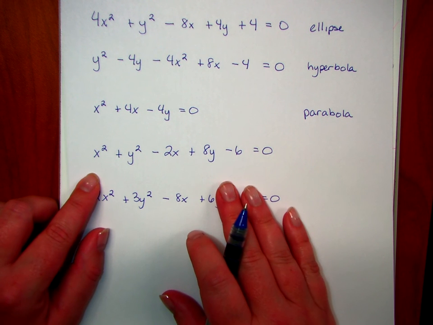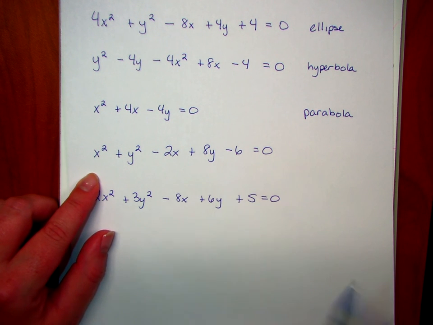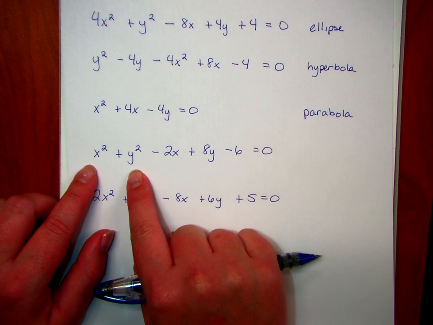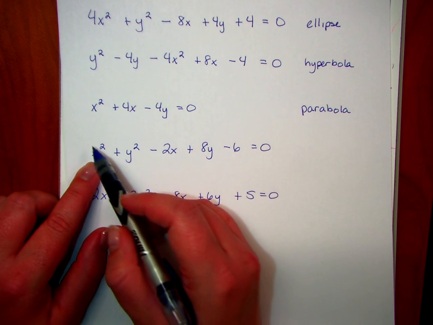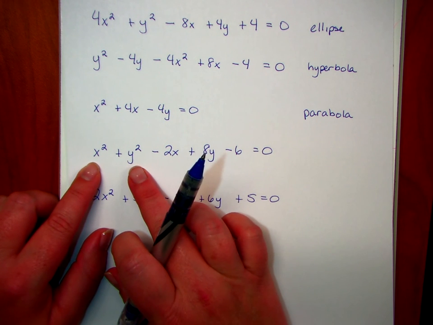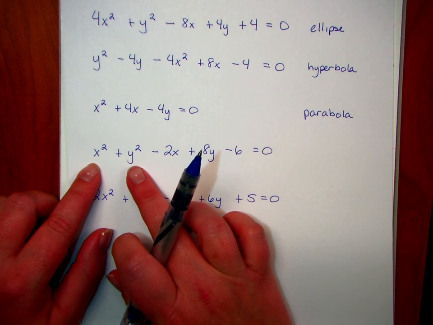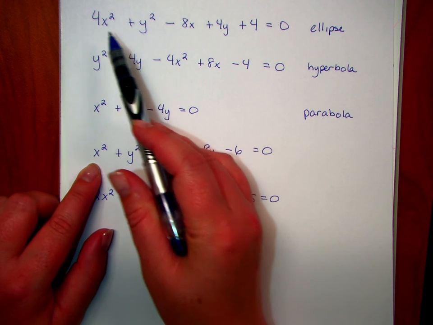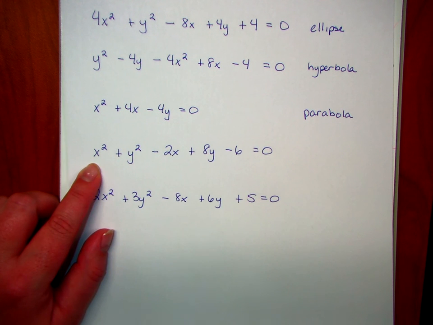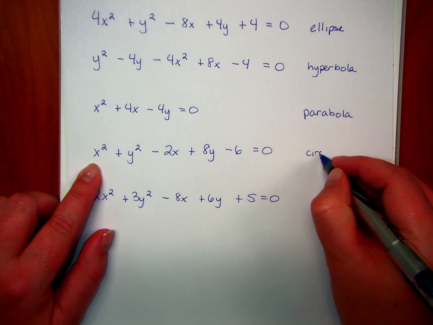Right? This one, x squared plus y squared minus 2x plus 8y minus 6. Just focusing on the quadratic terms here. We have both x squared and y squared. They're both positive, but notice that the leading coefficients are both 1. So that's the difference between a circle and an ellipse, because in a circle, we're not going to have a coefficient like we had up here. On the ellipse one, we had an x squared and a y squared, but the x squared coefficient was a 4, so that means it can't be a circle. So this one is a circle.